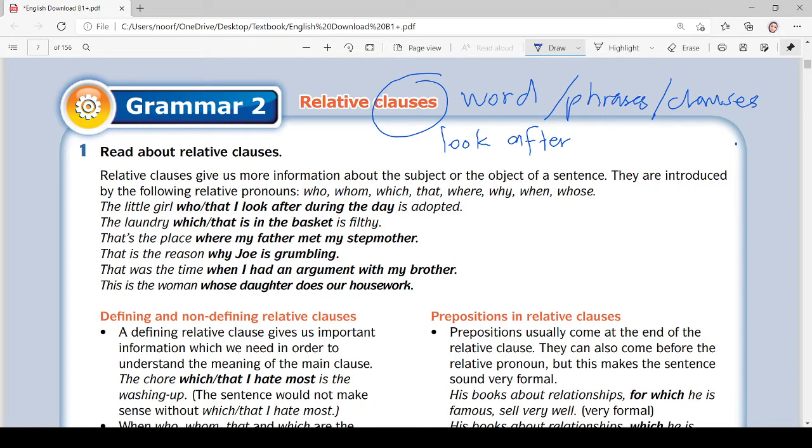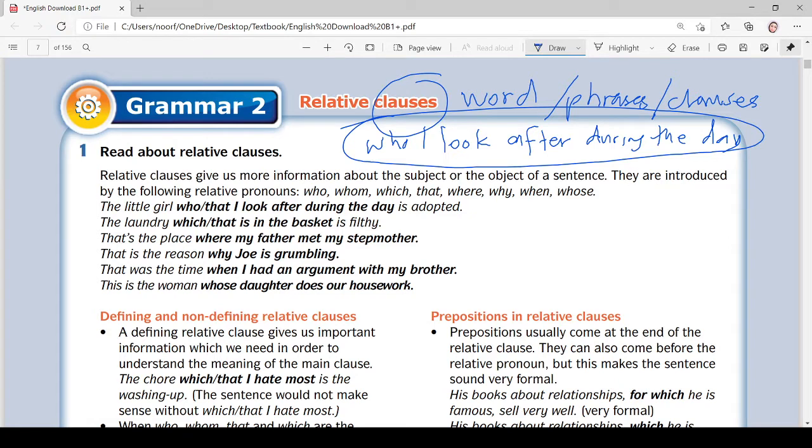Phrase. Okay. And then clause. Clause pula adalah bila dia lebih panjang lagi. Contohnya, who I look after during the day. Panjang lagi. Okay, dia bukanlah ayat yang penuh. Tapi kalau kita nampak dia lebih panjang, then dia make sense. Who I look after during the day. Ini adalah clauses. Okay. So, itu bezanya antara word, phrases, clauses. So, hari ni kita nak tengok clauses, relative clauses. Sebenarnya juga, kalau rasa ni tak sure kalau form 1, form 2, form 3 ada belajar ke tak.